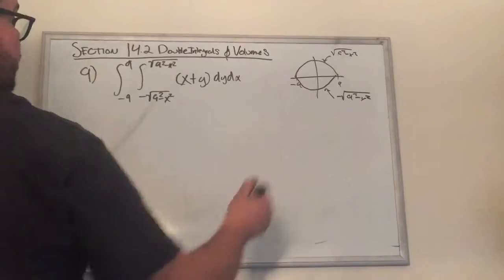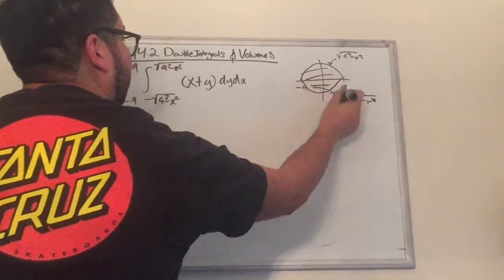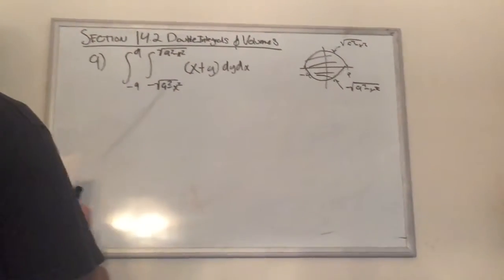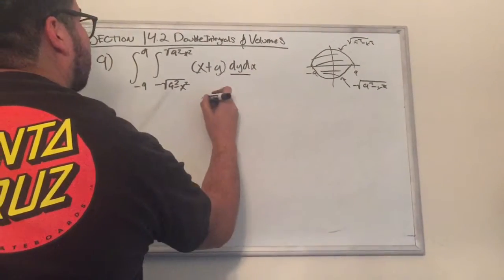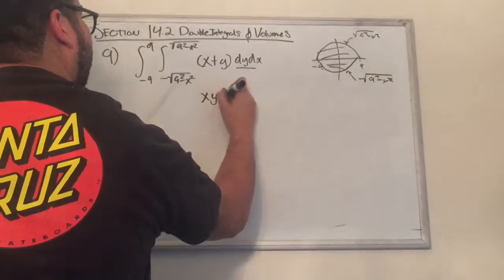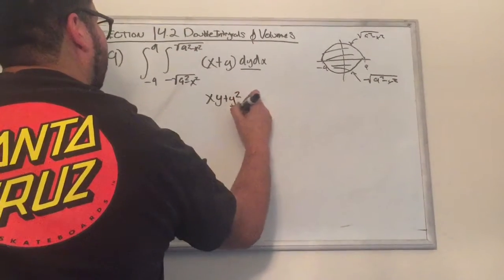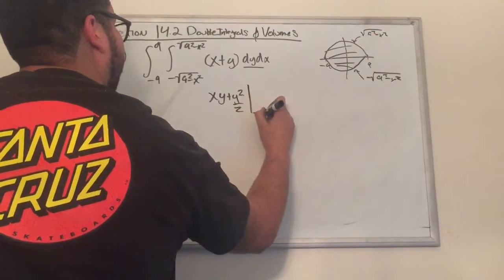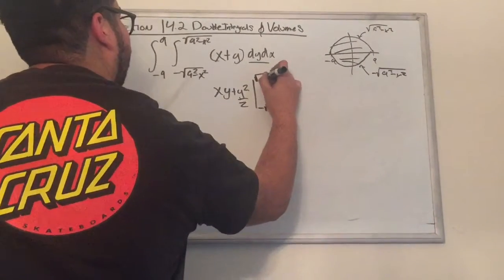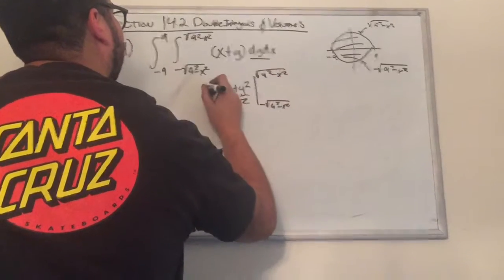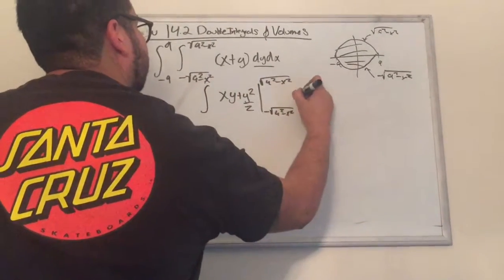Alright, so the most important part is getting the region and knowing what it looks like, which they give us here. So then we just go ahead and straight integrate with respect to y first. So then we get xy plus y squared over 2, with the bounds negative root a squared minus x squared and root a squared minus x squared, and this is dx.